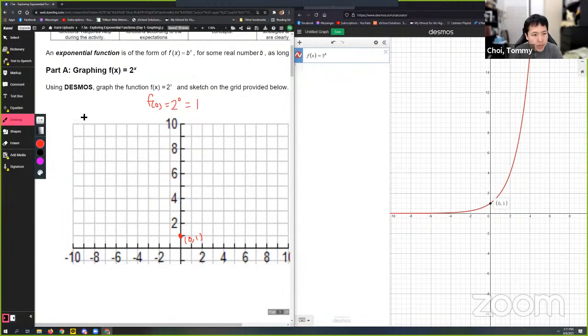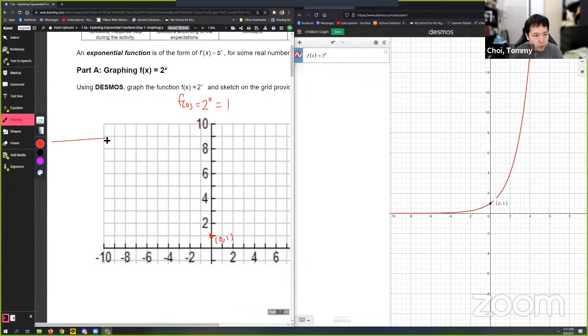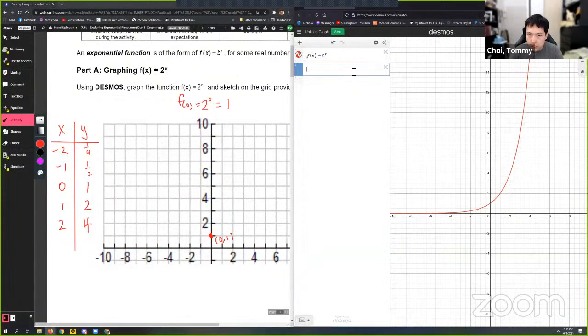Next, you can do a table of values here if you wanted to graph using a table of values. So for example, on the left, if I were to draw a short table of values here, like x and y, and I did -2, -1, 0, 1, 2, I would get 1/4, 1/2, 1, 2, and 4. And that can be shown on our graphs here. I'll draw those points so that you can see it. And I'm going to label it.